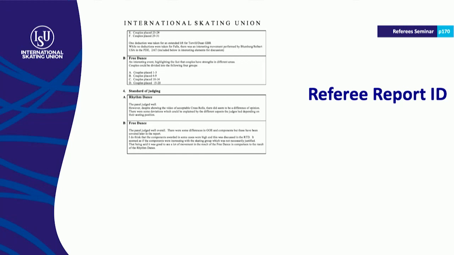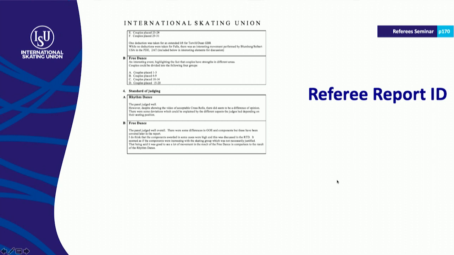So if you divide the couples into groups, it gives us the general opinion of what the level was, from very good to very poor, or somewhere in the middle. So it's good for us to know. It's the same for written dance and free dance. Then we have standard of judging, and there you also include any deduction the referee has made. So these are two boxes where you have to include this.